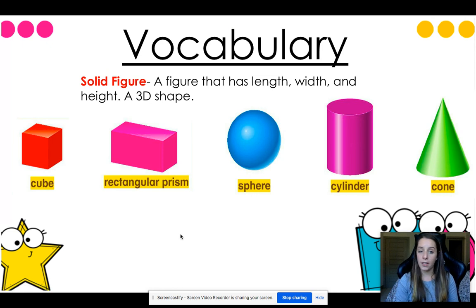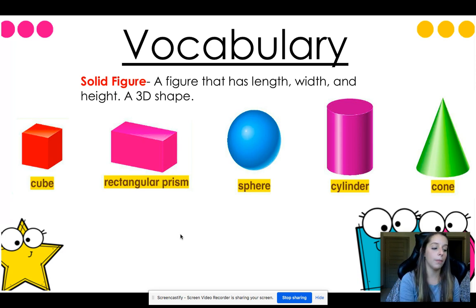So a solid figure is a figure that has a length, a width, and a height. And what that means is that it takes up space. It is a 3D shape. It's bulky and could take different forms, right? So we learned a bunch of different shapes, which you see there, but there's something that's solid.